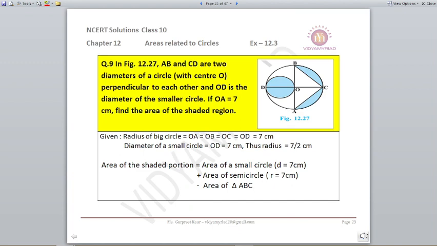Next, in the figure, AB and CD are two diameters of a circle with center O, perpendicular to each other, and OD is the diameter of the smaller circle. If OA is 7, find the area of the shaded region. Now here, how are we going to find the area? The area of the shaded region is made up of the area of a small circle whose diameter is 7 centimeters.